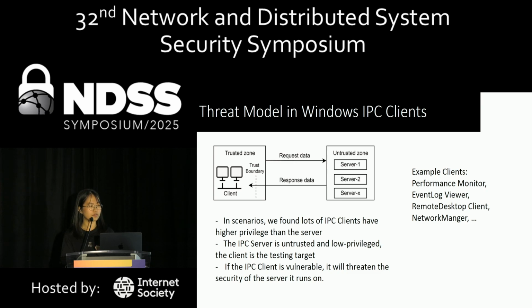It consists of the following key points. In this scenario, many IPC clients have higher privilege than the server, and the IPC server is untrusted and low privilege. The client is the testing target here. If the IPC client is vulnerable, it will threaten the security of the machine it runs on. Examples of such clients include Performance Monitor, Event Logger, Viewer, and others.